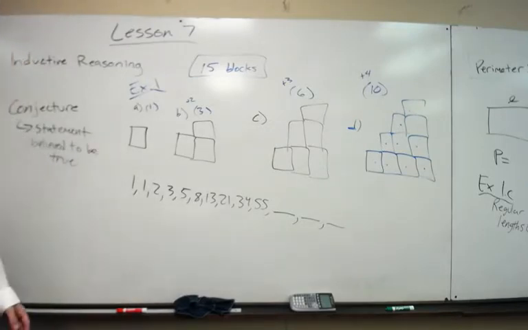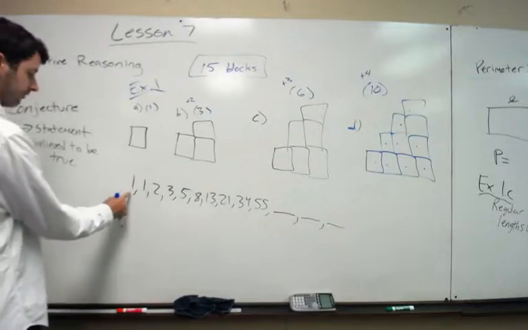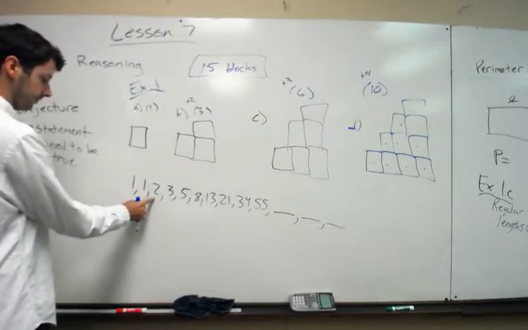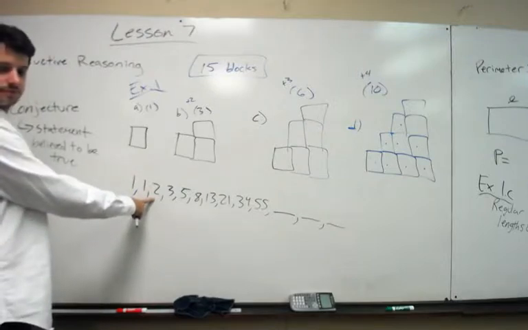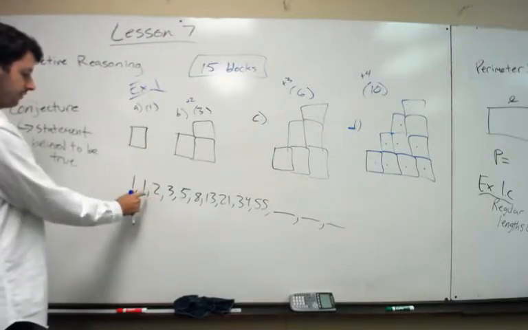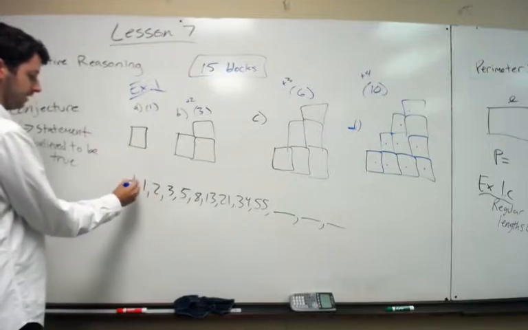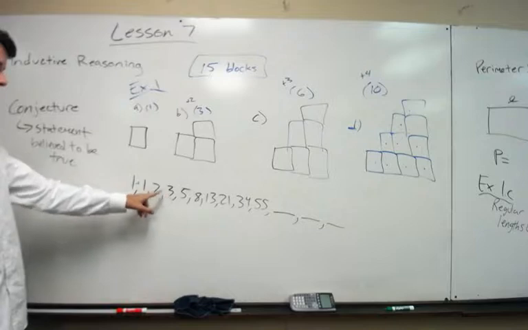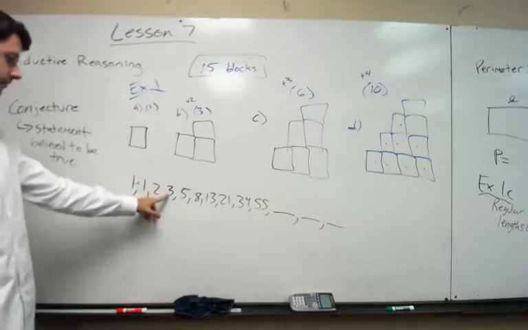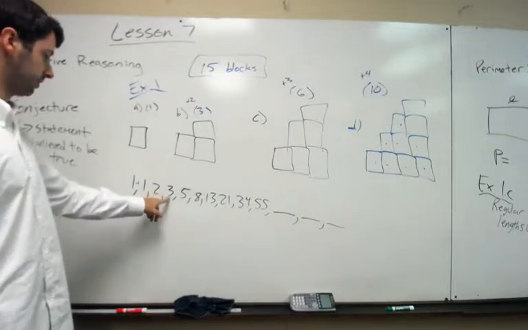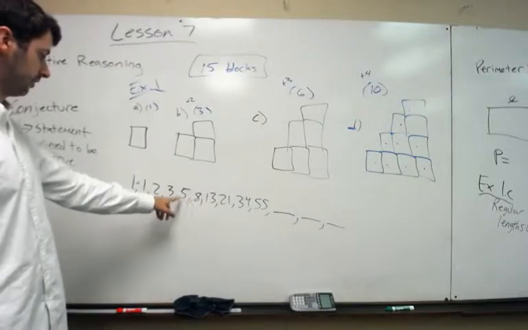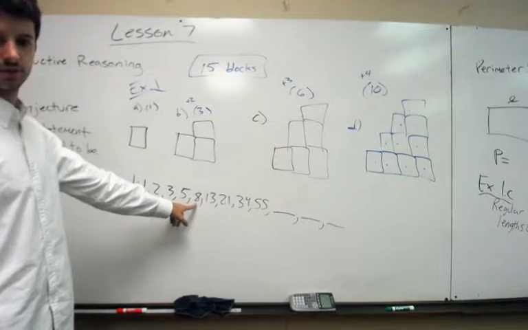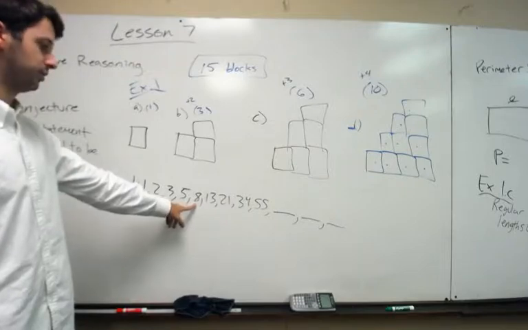Well, a conjecture that we could make is, in order to get from 1 and 1 to 2, I'll go ahead and just give you the secret. In order to get from here to here, we are actually adding those 2 together to equal 2. How we get to 3 is 1 plus 2 equals 3. 2 plus 3 equals 5. 3 plus 5 equals 8. And so the conjecture would be you add the 2 previous numbers.